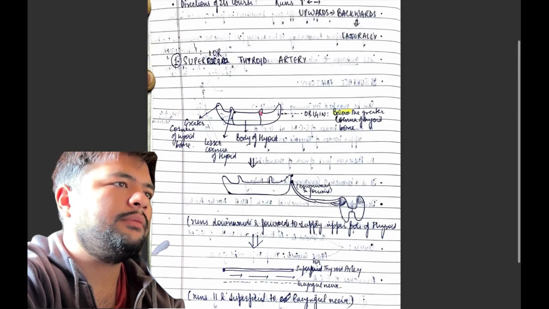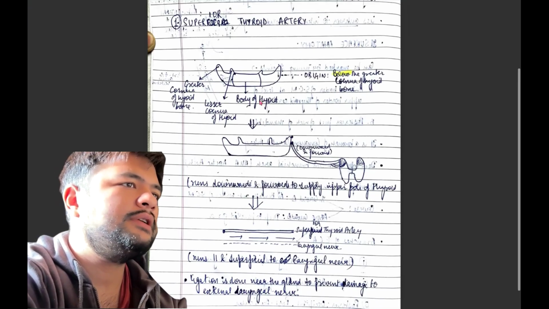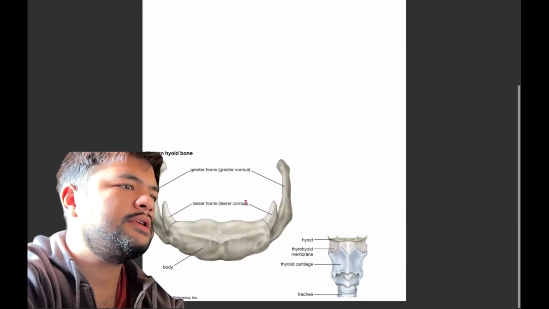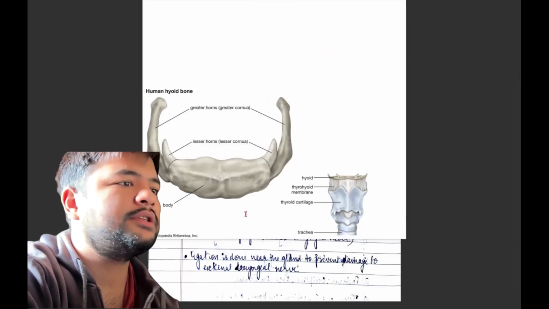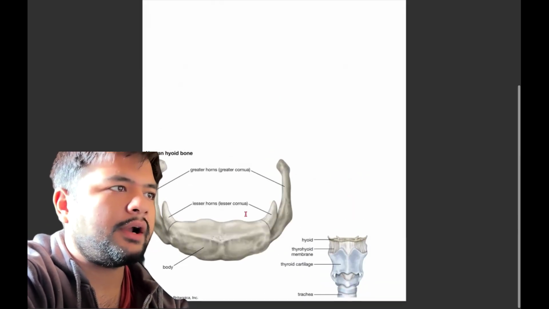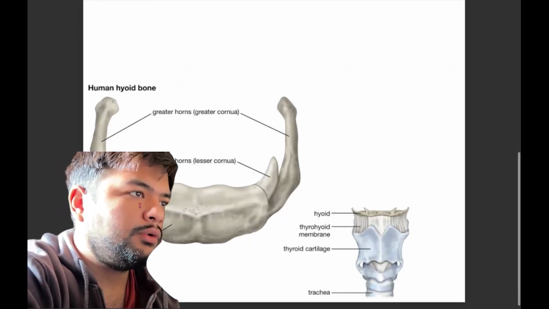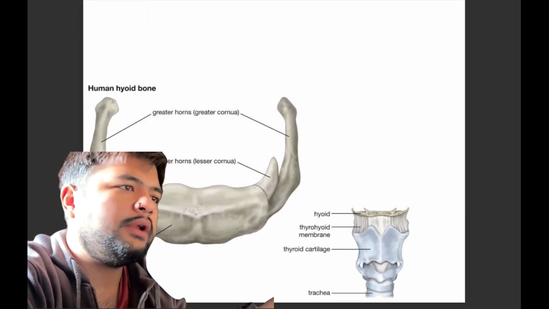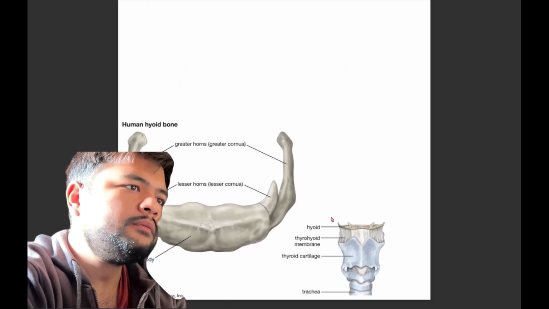So now coming to the superior thyroid artery. First of all, we will understand the parts of the hyoid bone, because in relation to its cornua or horns, we are referring to the emergence points of some of the branches of the external carotid artery. This is a hyoid bone, and it contains two greater horns and two lesser horns. These horns are also known as the cornua.